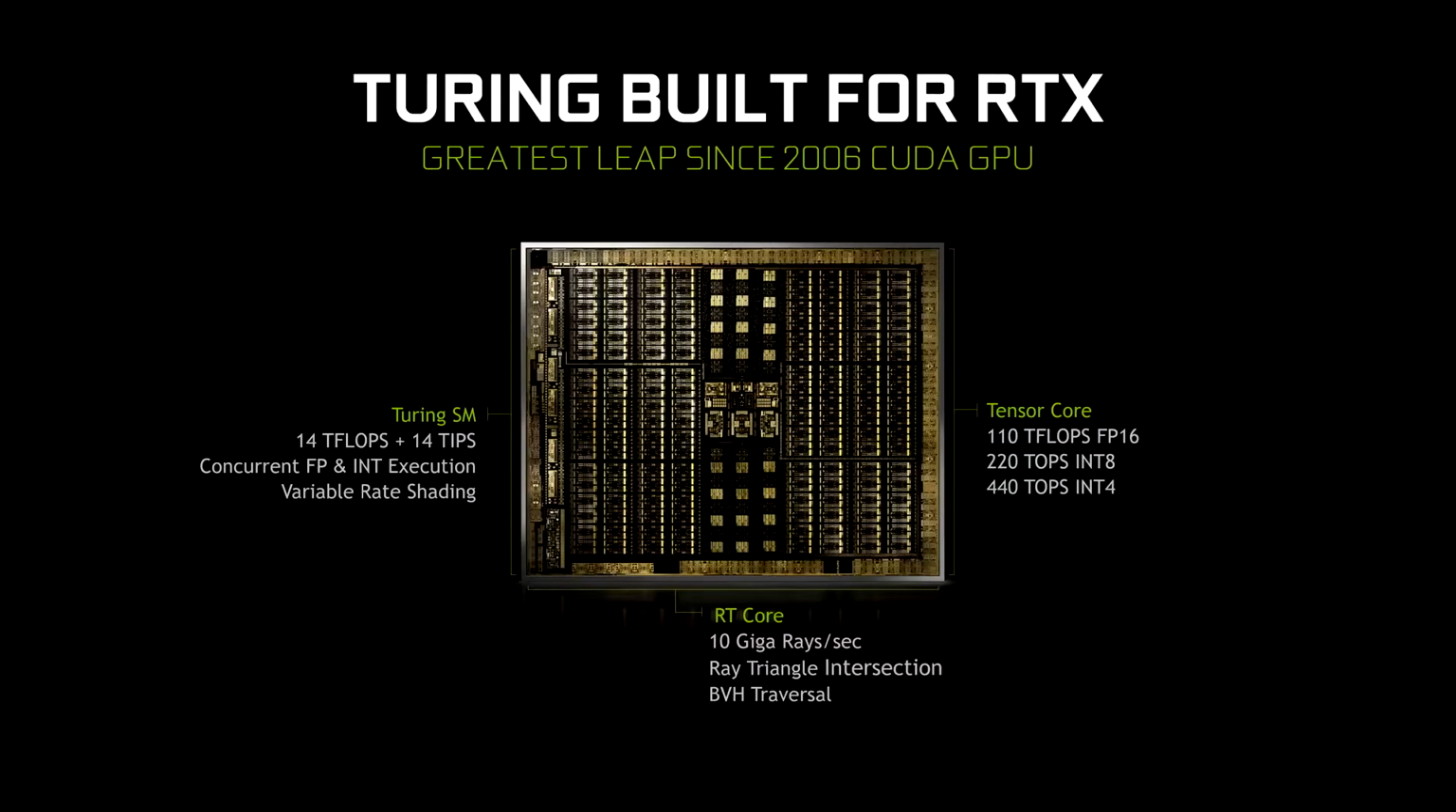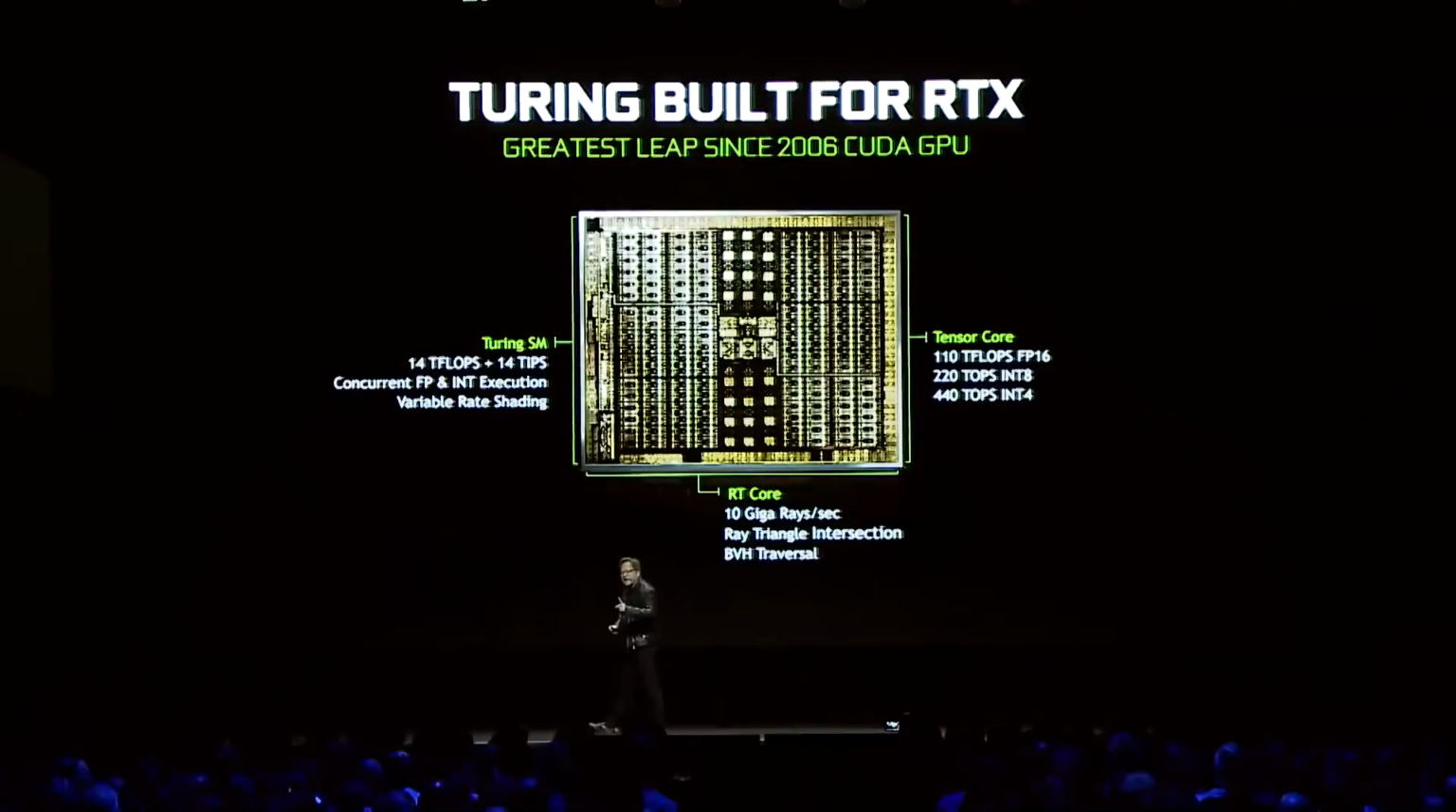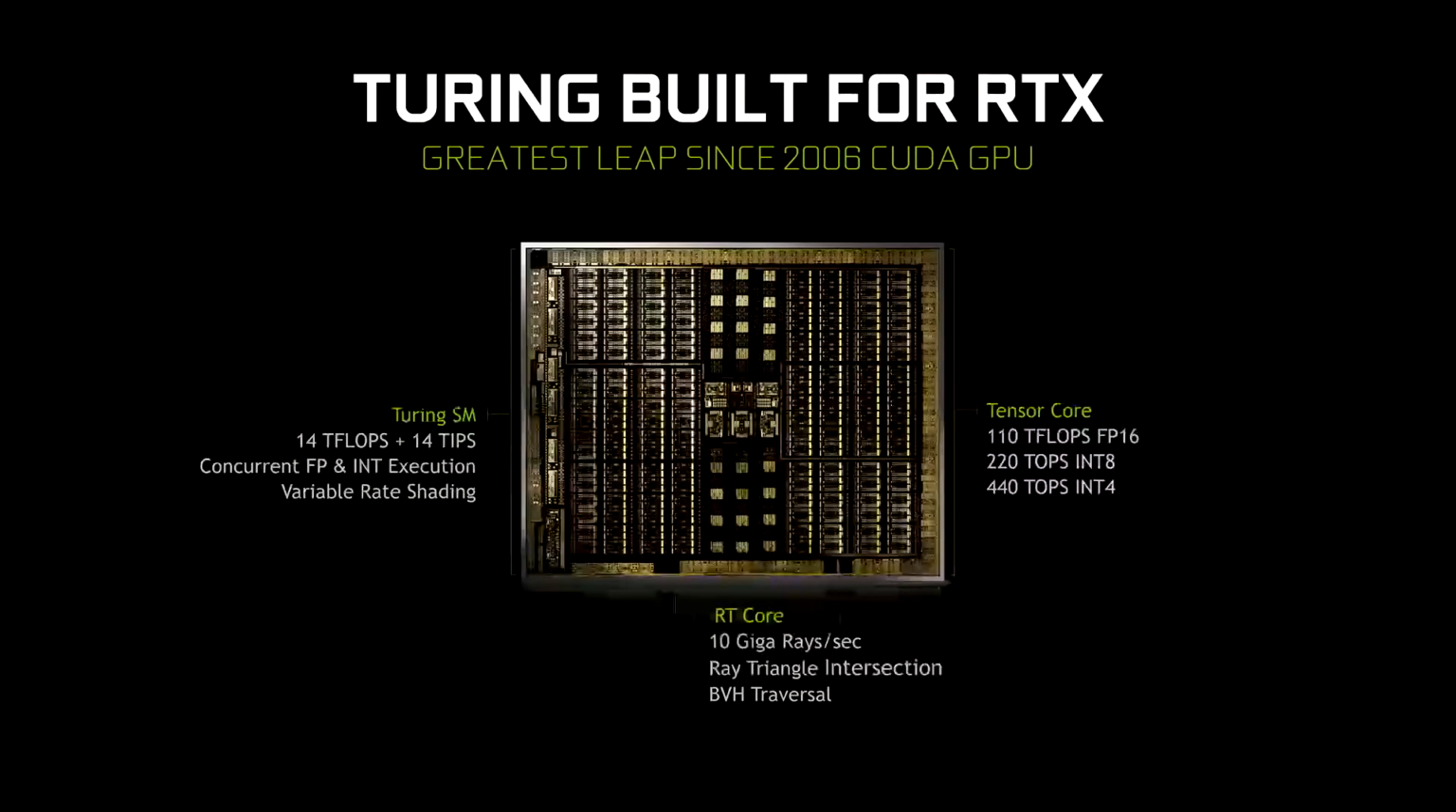The second is a processor we call the RT core. RT stands for ray tracing core. It's 10 gigarays per second. I love saying that, 10 gigarays per second. A 1080 Ti, the fastest GPU in the world today, does 1.21 gigarays per second. We do 10 gigarays per second, which is 10 times a 1080 Ti.